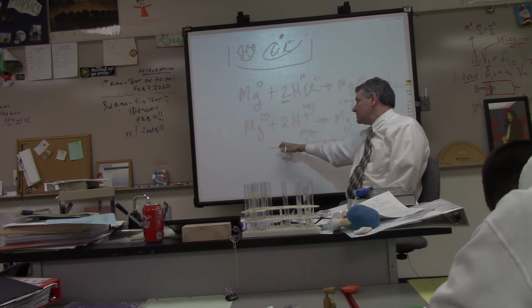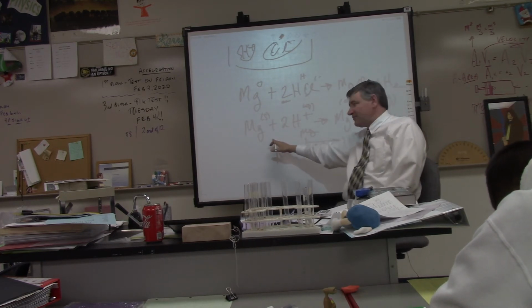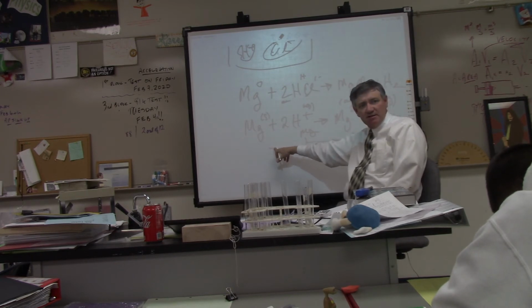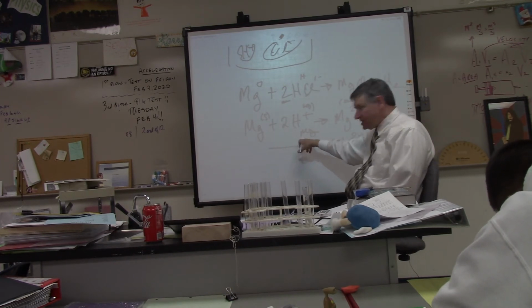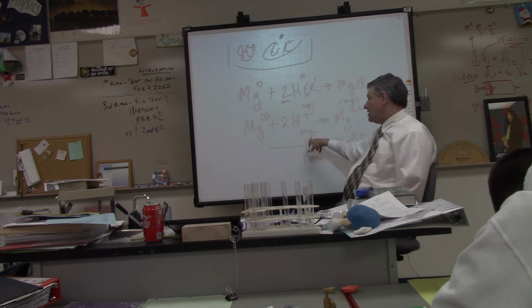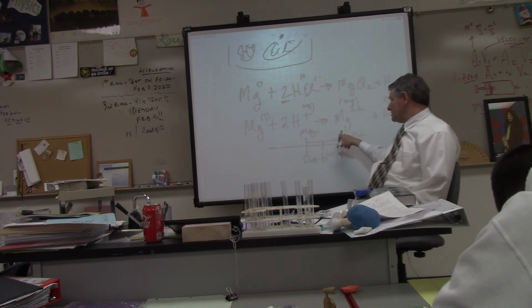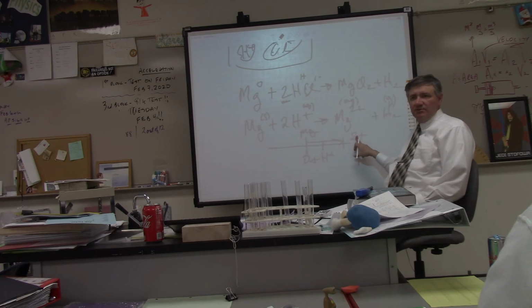It doesn't make any difference where you start. If this had started off at Mg2-, and I ended up at elemental magnesium, it would go in this direction. If I start at elemental magnesium and it ends up at Mg2+, it's still going to move to the right.